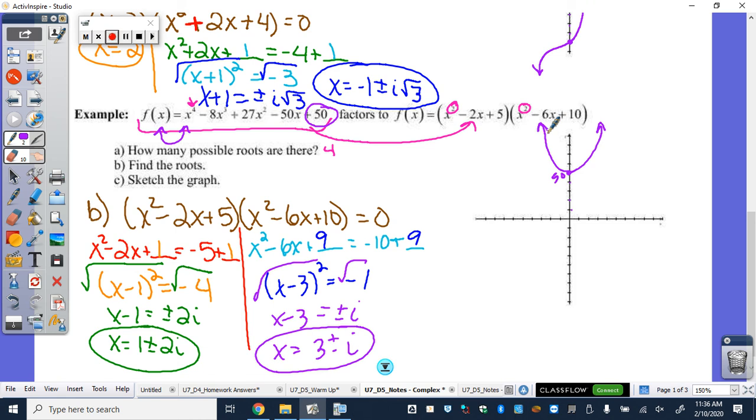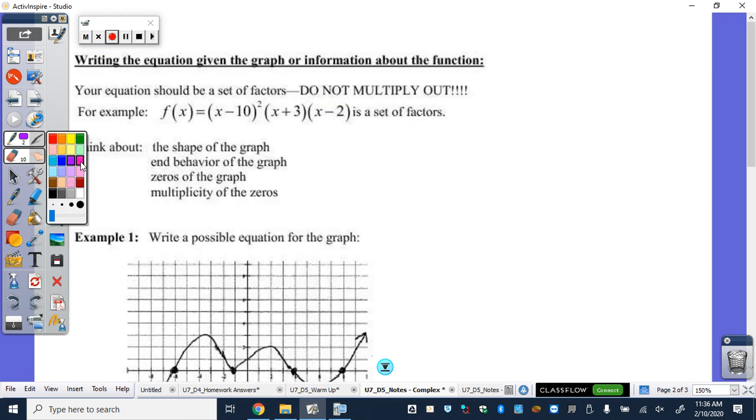All right. Let's take a look at the next page. So next thing we're going to do is we're going to go backwards. We have our graph this time. They want us to write our equation that goes along with it.